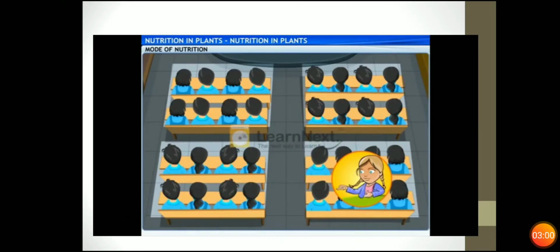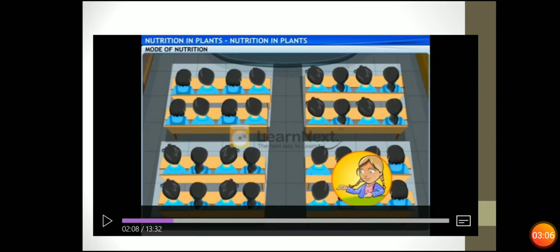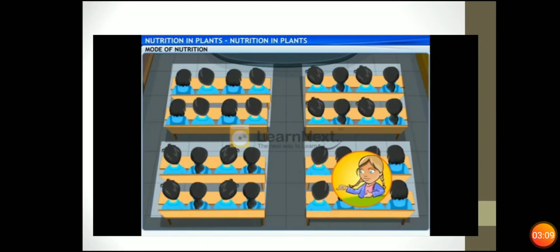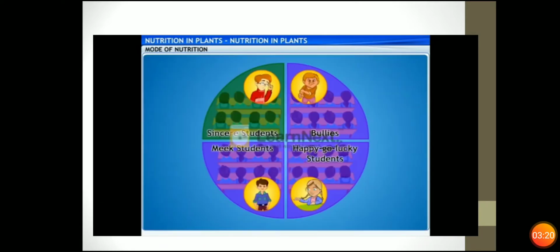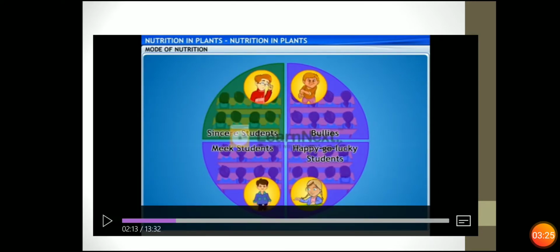And the fourth group consisted of kids who used to get their homework done in exchange for favors. Now what is the fourth group? They do the work but they do a favor for somebody else. Means from where they are copying the work, they will favor that person also. The mode of nutrition can be similarly divided. Basically we will divide the mode of nutrition according to this. It can be similarly divided into 4 distinct modes.